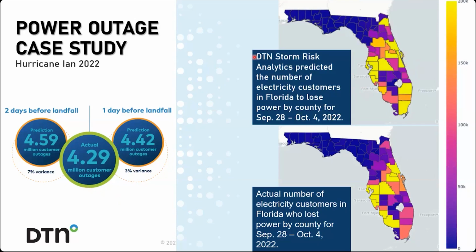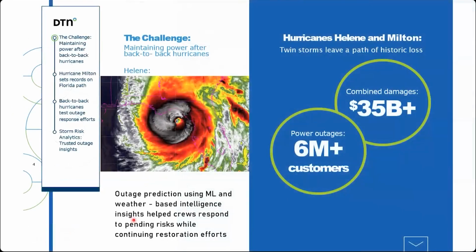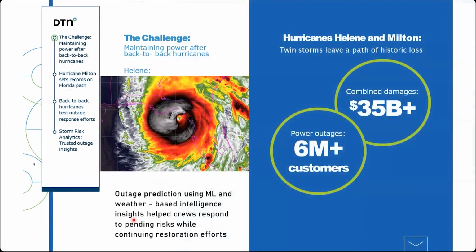And looking at the Storm Risk Analytics solution on the top image, to compare to the actual number by county in Florida from September 28th to October 4th. They line up pretty well. Actually, we were very pleased with that initial case that was utilizing the Storm Risk Analytics in the early stages.